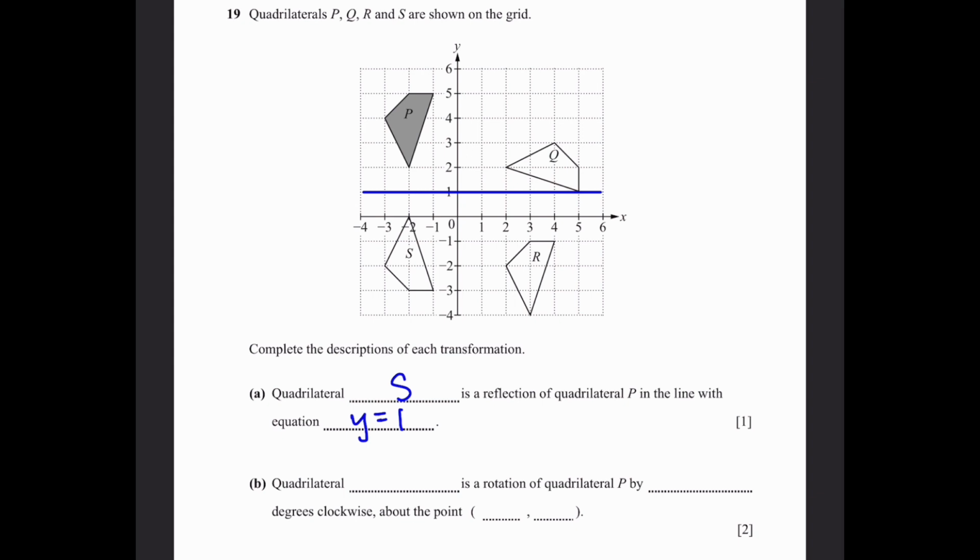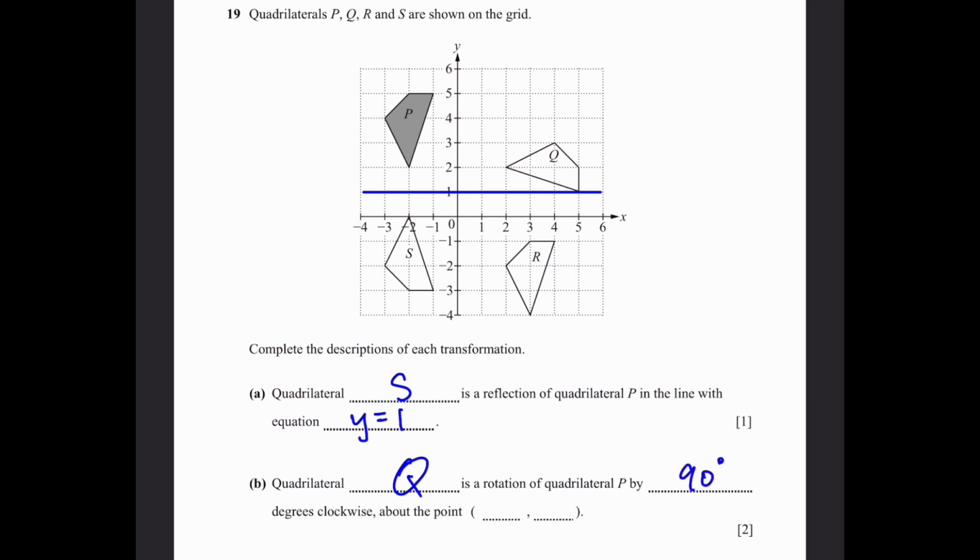B. Quadrilateral dash is a rotation of quadrilateral P by dash degrees clockwise about the point dash, dash. First, which one is only possible to be a rotation? It can't be S, that's a reflection. R is the same thing as P, just translated, so it must be Q. Now by how many degrees clockwise? If we rotate this 90 degrees clockwise, it becomes Q. If we tilt the angle of the screen, we can see that P becomes the same shape as Q. That's 90 degrees.